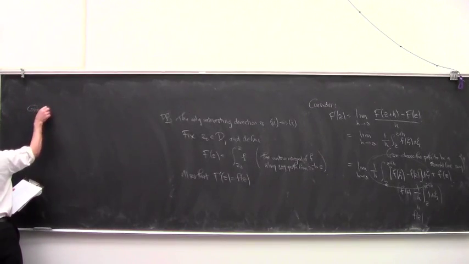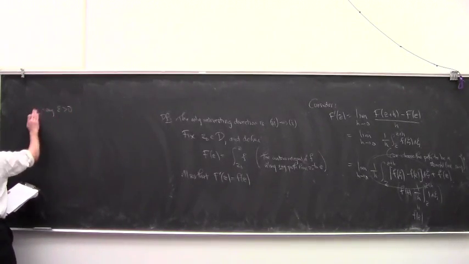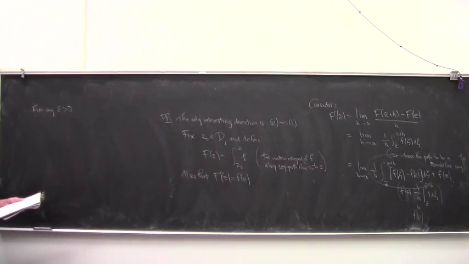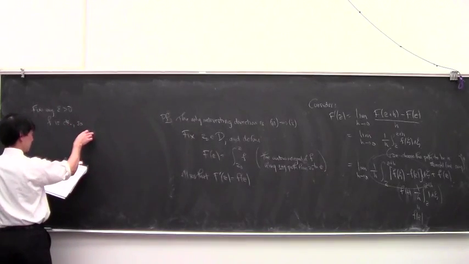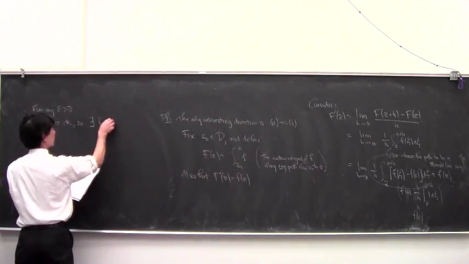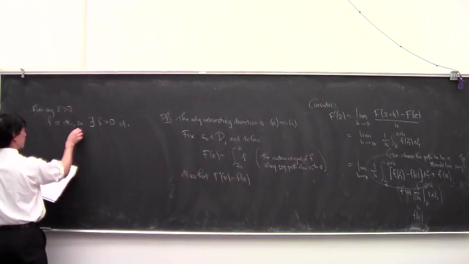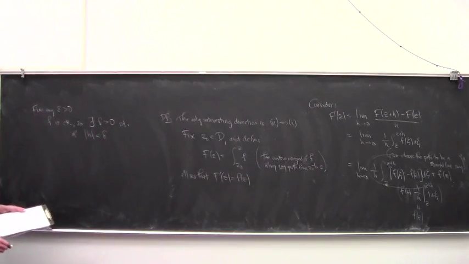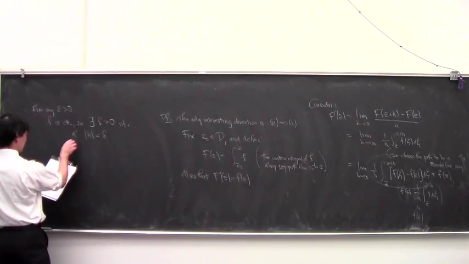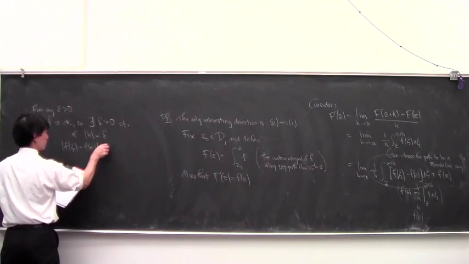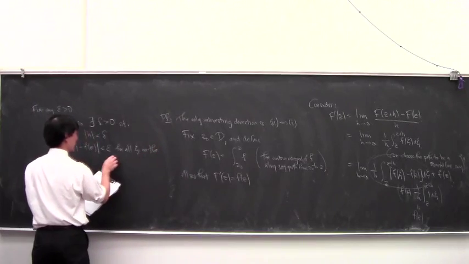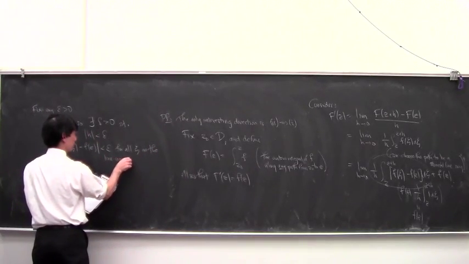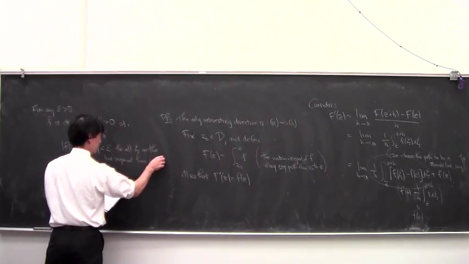So fix any epsilon greater than zero. f is continuous. So there is a delta greater than zero, such that if the absolute value of h is smaller than delta, then the absolute value of f of zeta minus f of z is smaller than epsilon for all zeta on the line segment from z to z plus h.